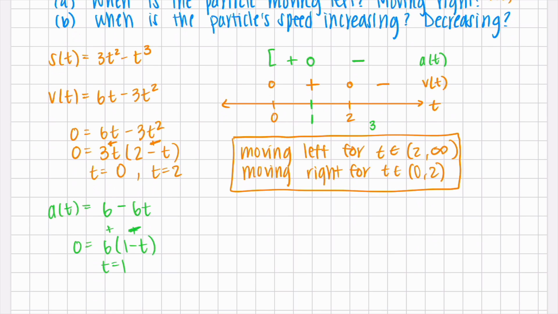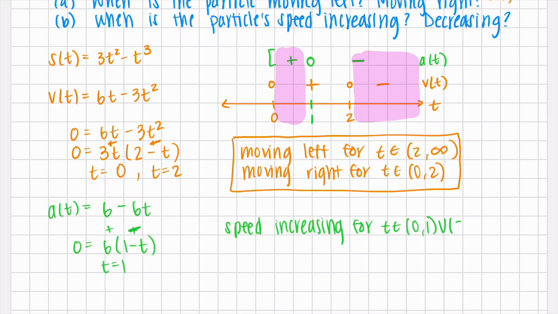Now let's decide, when is my particle speed increasing, when is it decreasing? So let's figure out increasing first. That's when my signs are the same. Notice between 0 and 1, my velocity is positive and my acceleration is positive. So my speed is increasing there. And then also notice for t's greater than 2, my acceleration is negative and my velocity is negative. So I'm going to say my speed is increasing for t's on the interval 0, 1 and 2 to infinity.